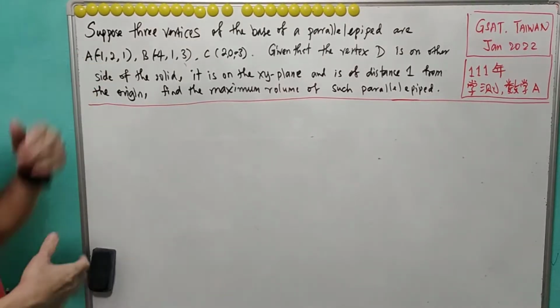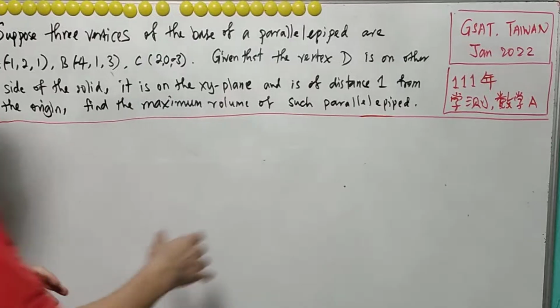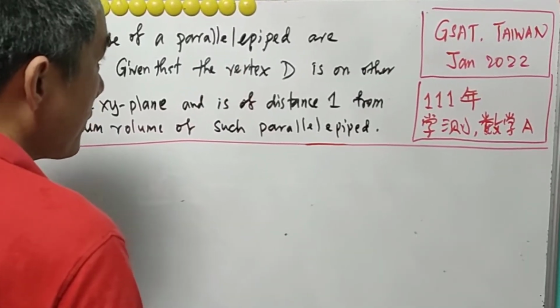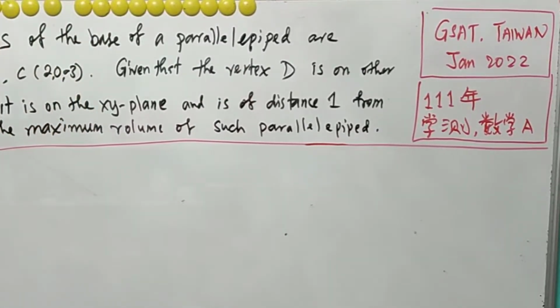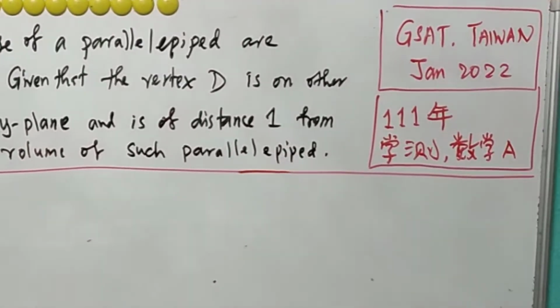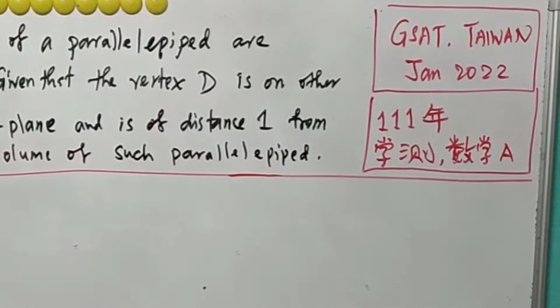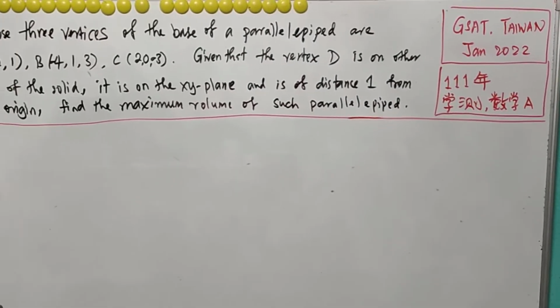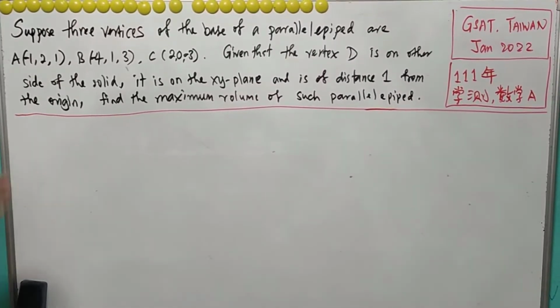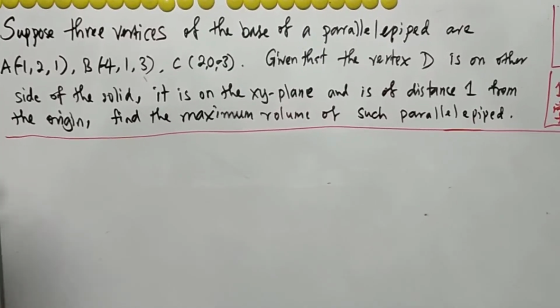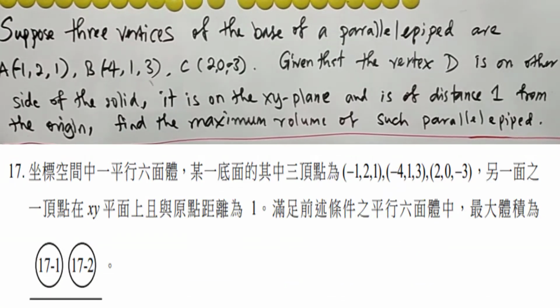Today, we are going to discuss this interesting question from the General Scholastic Ability Test from Taiwan early this year. In Chinese, they refer to this as 111年学测数学 A. This is actually question 17 regarding vectors. This is the translation that I made. You may look at the original version in the next slide.